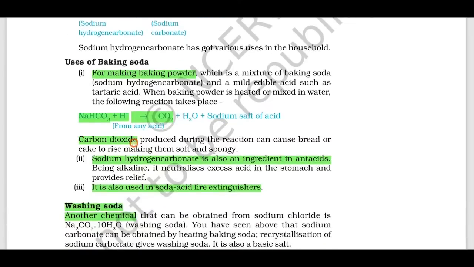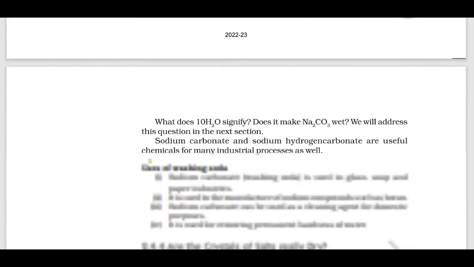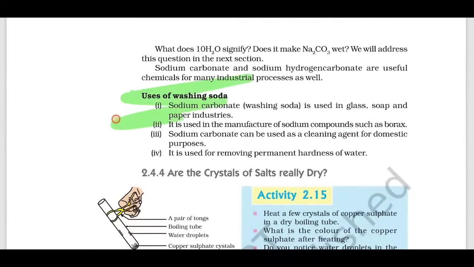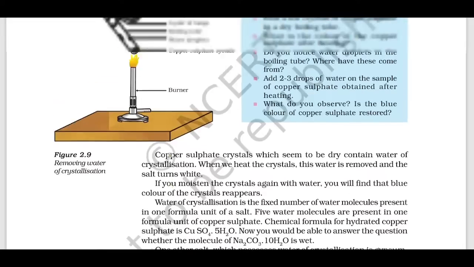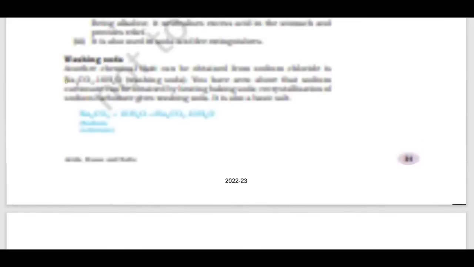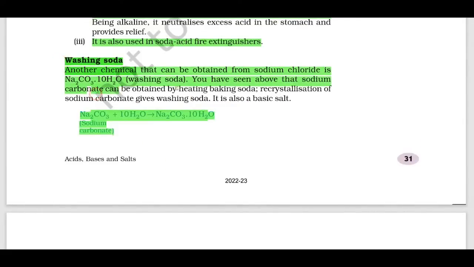So which gas is produced during the reaction which causes the bread or cake to rise? Carbon dioxide gas is produced, which makes them soft and spongy. Uses of washing soda is very important. And also water of crystallization. Water of crystallization is the fixed number of water molecules present in one formula unit of salt. So preparation of washing soda is also very important.